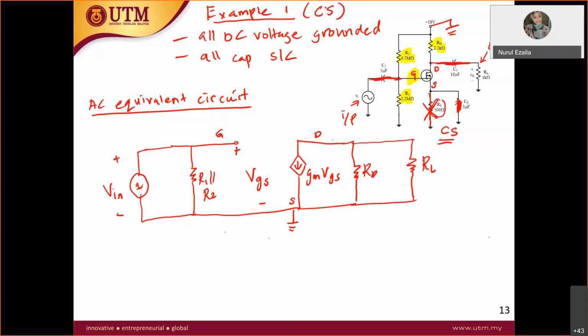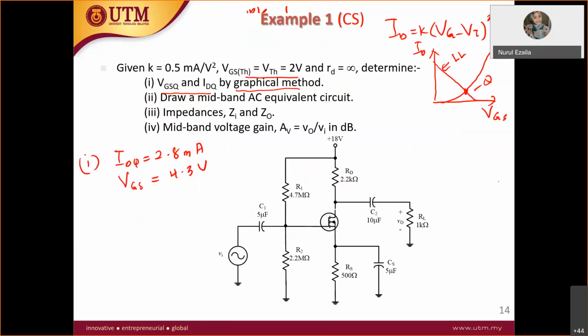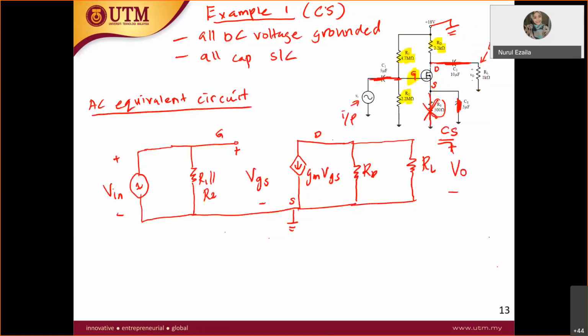Okay, RL. So the V out is across RL. Okay, so this is the V out. So do not forget to put your Z in and Z out. They are supposed to be in the question. This is your Z in, and this is supposed to be your Z out. Usually they will put an arrow. Okay, this is Z out. So that's it. This is the AC equivalent circuit with complete labeling.